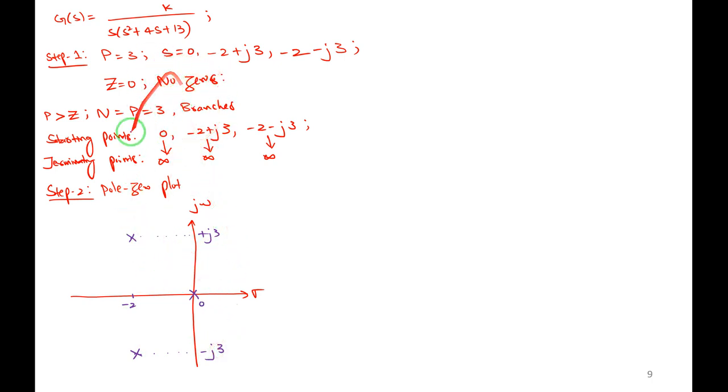There are no zeros. Now we'll see whether the root locus exists in each section. Let me take green color. From 0 to -2, if I count, there is an odd number of poles, so root locus exists here. From -2 to -infinity, let me consider this point and count the poles to its right, including the complex ones: 1, 2, 3, which is odd.